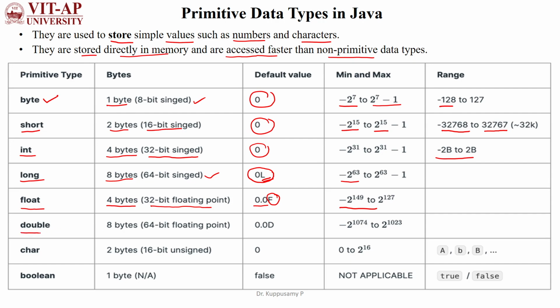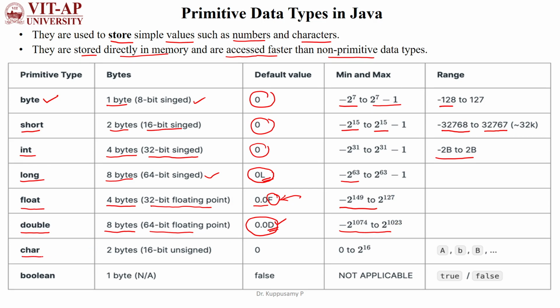And the double, which represents large values with fractional numbers, consumes 8 bytes, that means a 64-bit floating point number. It has the default value 0.0d. D represents the double. Sometimes we need not mention this d, because the compiler will automatically store the value as double if you are not representing it with f. Its range is minus 2 power 1074 to 2 power 1023.